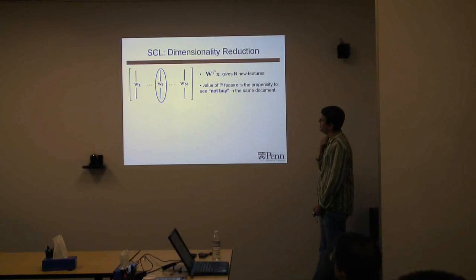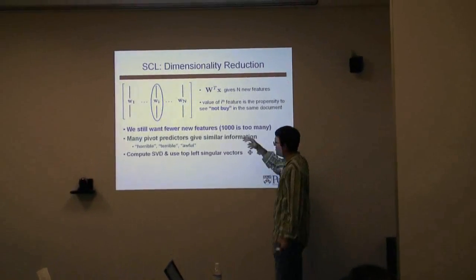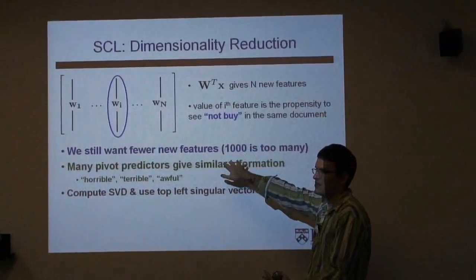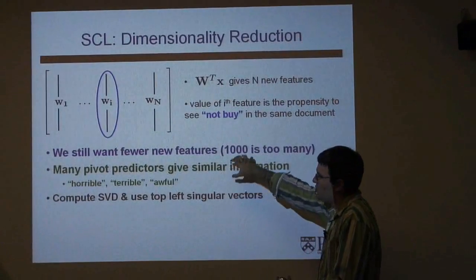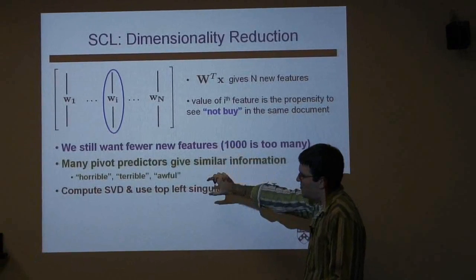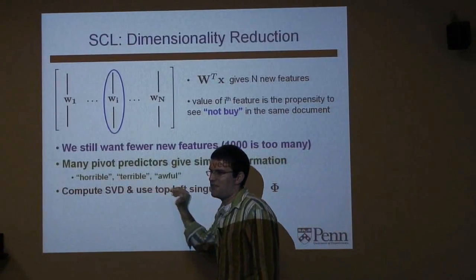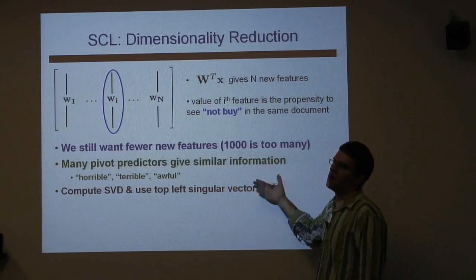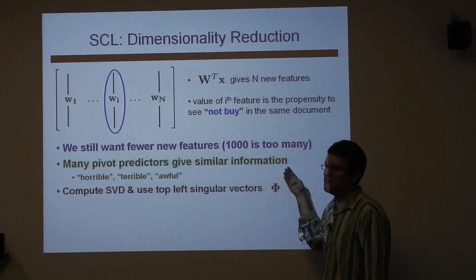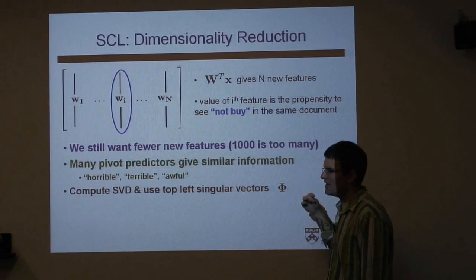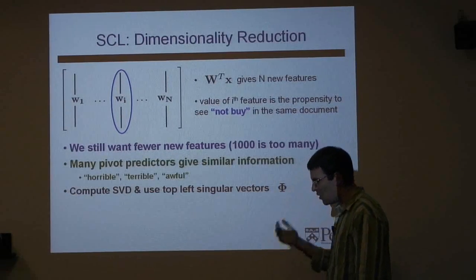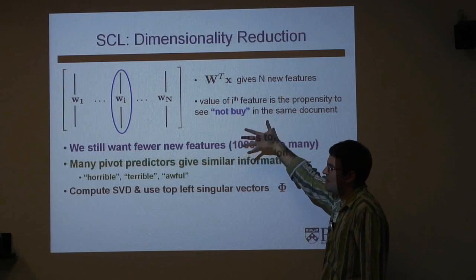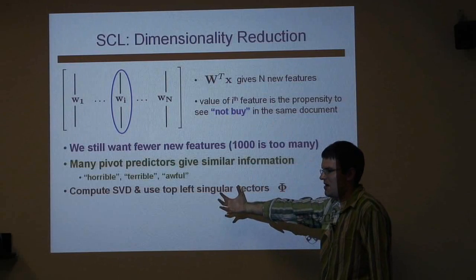Okay, so we're almost done, but we've created these 1,000 features. Let's say n is 1,000, if we had 1,000 pivots. But that's still reasonably large, right? And the reason I say this is that there's a lot of duplicate information here, right? You have predictors that are like horrible, terrible, and awful. All are good pivots, but they tend to mean the same thing, right? What we'd like is to have a simple basis that characterizes this space, and that we can basically just plug into a standard linear model. Okay?